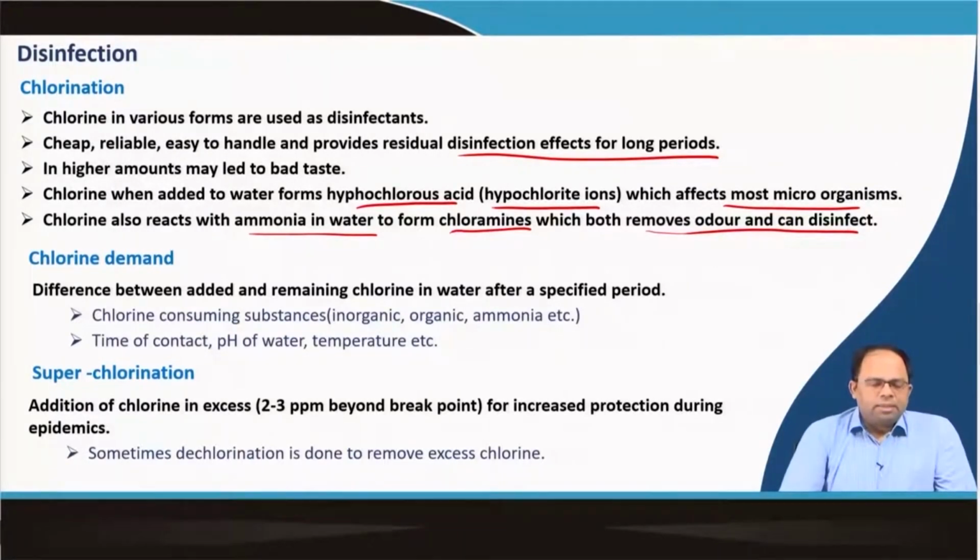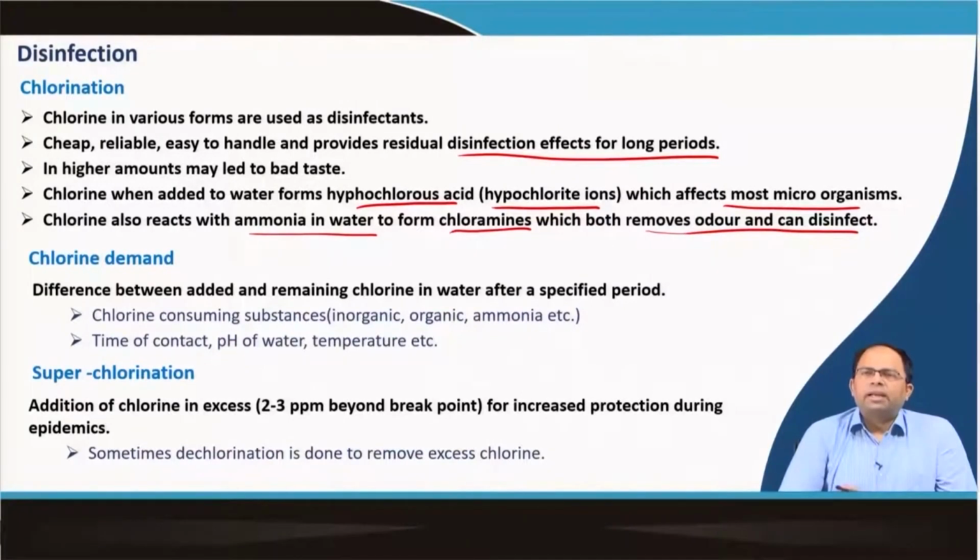So, chlorine demand for water is the difference between added and remaining chlorine in water after a specified period. So, how much chlorine is required to be added to water, or what is the chlorine demand for water? We add some amount of chlorine, and after a specified period we see how much of it is still there in water, and that means that so much amount of chlorine is actually utilized for disinfection.